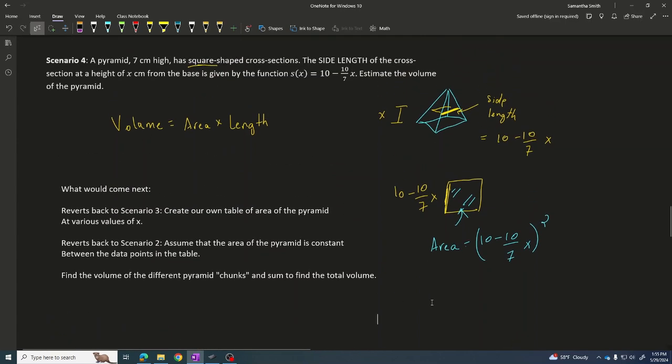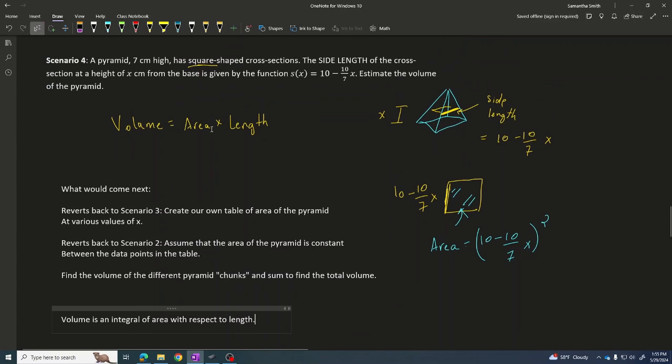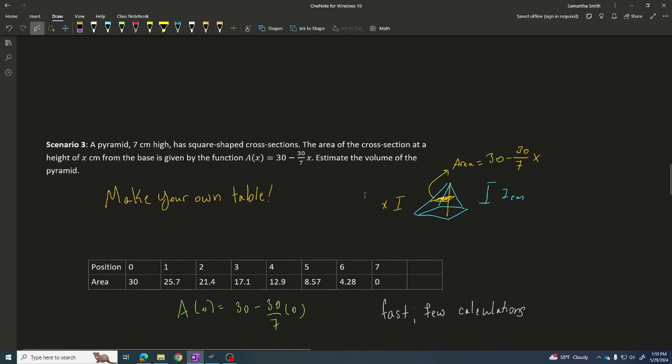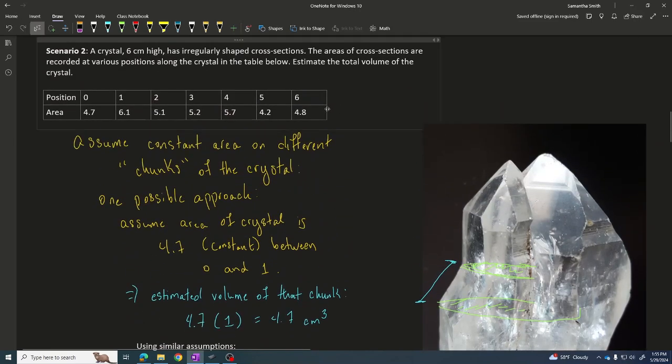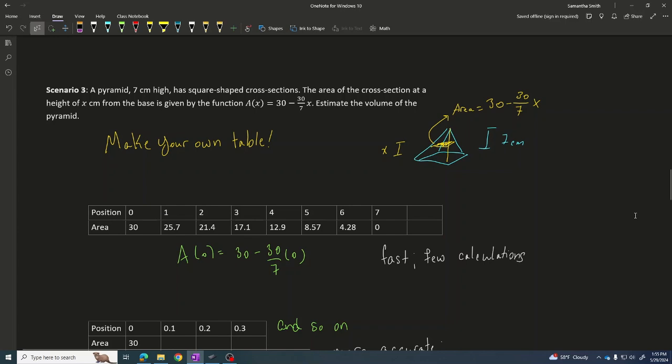So to summarize, volume can be obtained by way of an integral calculation. In the language of this class, we would say that volume is an integral of area with respect to length, because we can calculate volume by using a sum that involves areas and lengths, and that calculation becomes more accurate as we have more data. Now, if you're given the data at the start of the problem, then that's all that you have to work with. But potentially you're in a situation where you have to create your own data, create your own table.